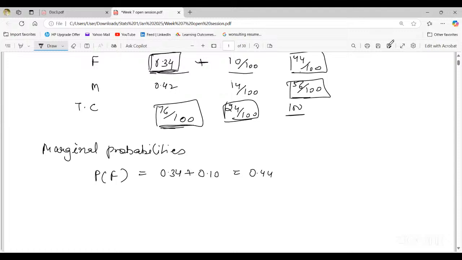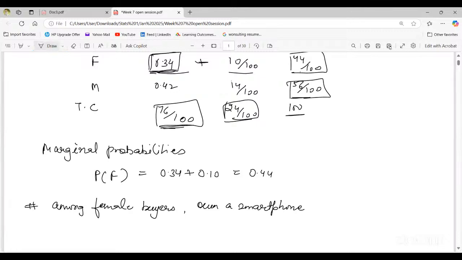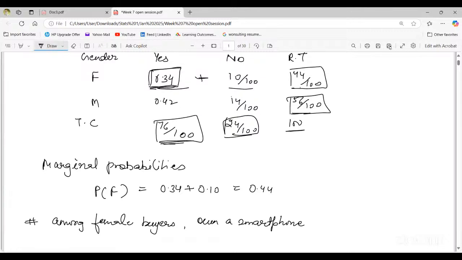Now the question is, among female buyers, what is the chance that someone will own a smartphone? Ma'am, this is where conditional probability comes in. Yeah, correct. So what do you mean by conditional probability? Ma'am, it's based on a certain event occurring first. Like in here, what is the probability among few? That is the condition.